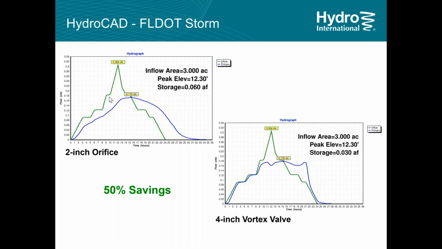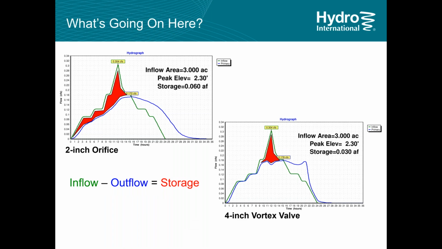again the green is your influent hydrograph, the blue is the effluent hydrograph. Maximum discharge is about 0.17, 0.18, about the same. The 2-inch orifice needs to store 0.06 acre feet. The 4-inch vortex valve needs to store 0.03 acre feet. So that's a 50% savings. Literally, you can use half the storage media, half the arch chambers. So how does this really happen? What's going on here?